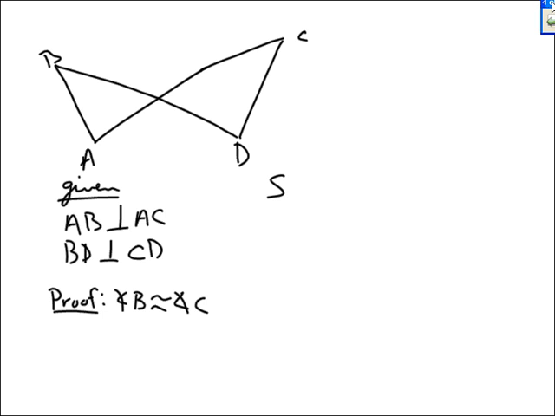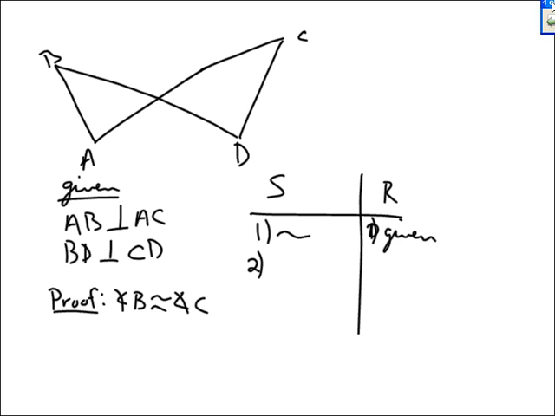So statement, reasons. 1, you list the givens. The justification is they're given. Number 2, angle A and angle D are right angles. Number 2, perpendicular lines meet at right angles or form right angles.